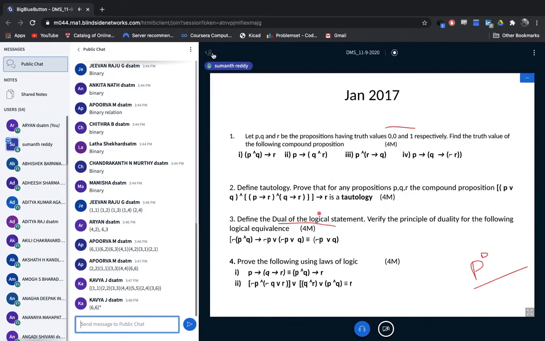So you just have to write those sentences and give one example. If you don't give an example, you won't get marks. And he's asking you to verify the principle of duality. What is the principle of duality? I have told you, right? The principle of duality states that if some compound proposition P is logically equivalent to Q, then its dual P D will also be logically equivalent to Q D. So if P and Q are logically equivalent, then their duals also will be logically equivalent. That is the principle of duality.